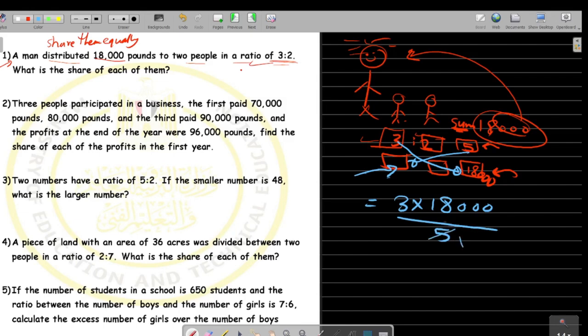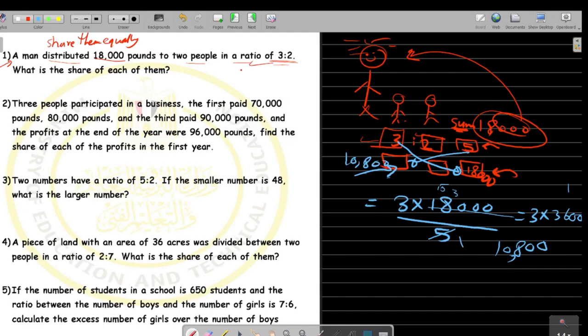Divide by 5, 18 is 15 and 3. 15 divided by 5 equals 3, and 30 divided by 5 equals 6. And we have here 2 zeros. So 3 times 3,600. I will put these 2 zeros. 6 times 3 equals 18, carry 1. 3 times 3 is 9, and 1 makes 10. So it will be 10,800. So the first one will take 10,800.